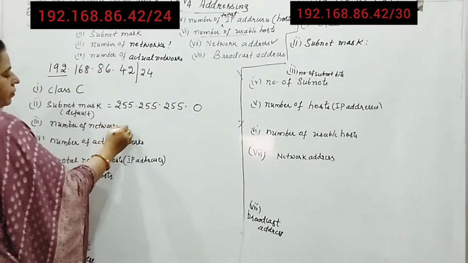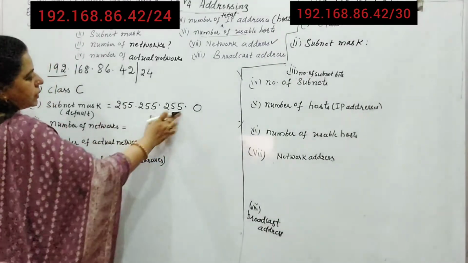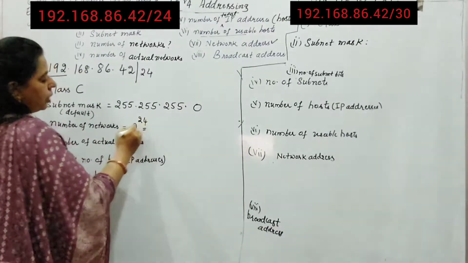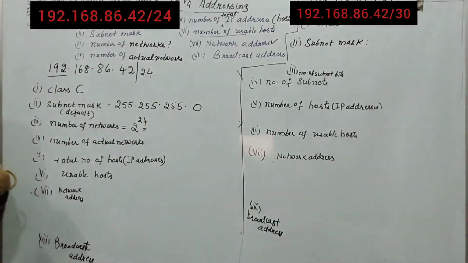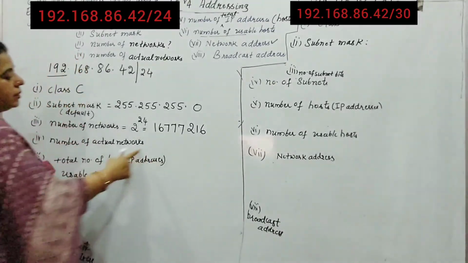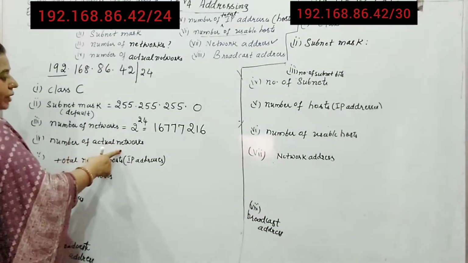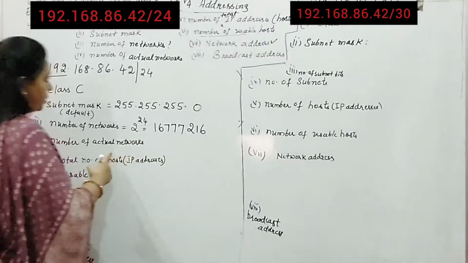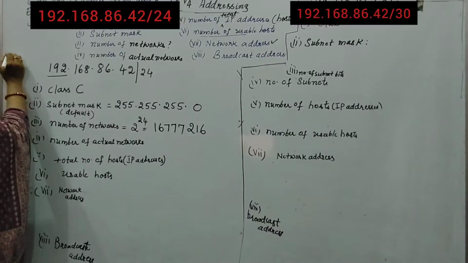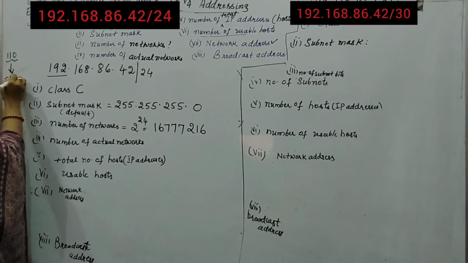Next, number of networks. Total number of networks will be how much? Look here, 24 bits are meant for the network part and 8 bits for the host. So 2 to the power of 24 is very huge. That many networks are there in class C IPv4 addressing, so you can see here the total number of networks is around 17 million in this case. And the number of actual networks, how are you going to find out? Because in class C addressing, if you write it into binary, the very first IP address, the first 3 bits are 110, and these 3 bits are always representing class C.